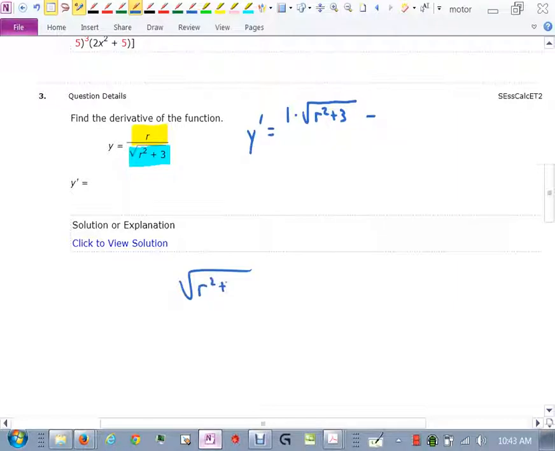There's the bottom. The bottom is the square root of something. Here's the something, and then I have a square root on the outside.